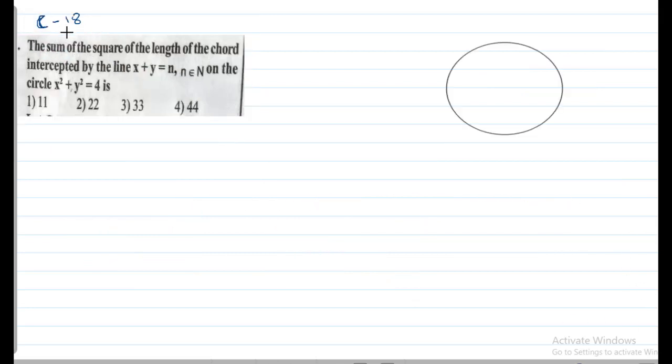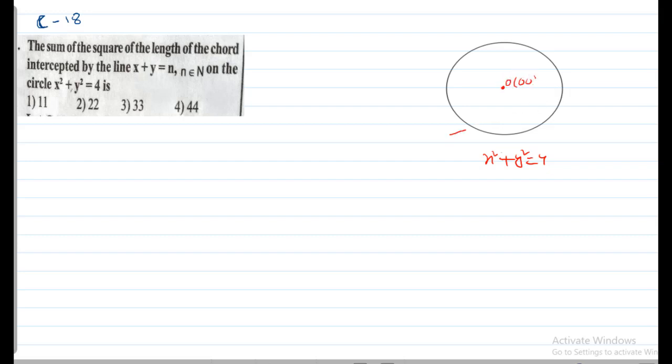Yeah, okay students, this is our 18th problem. The sum of the squares of the length of chord intercepted by the line y plus x equal to n, where n belongs to N, on the circle x square plus y square equal to 4. So this is the circle x square plus y square equal to 4, which means center is 0, 0 and the radius is 2. So this is O (0, 0).